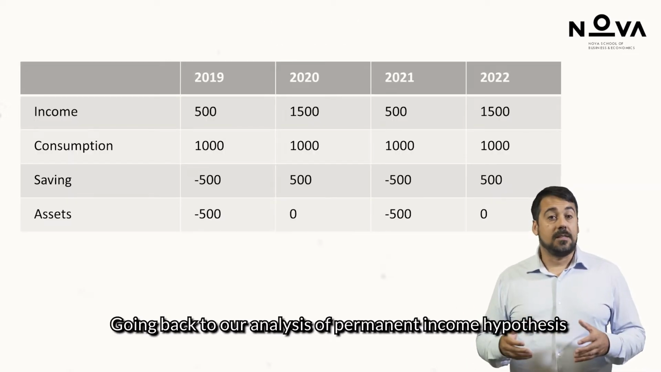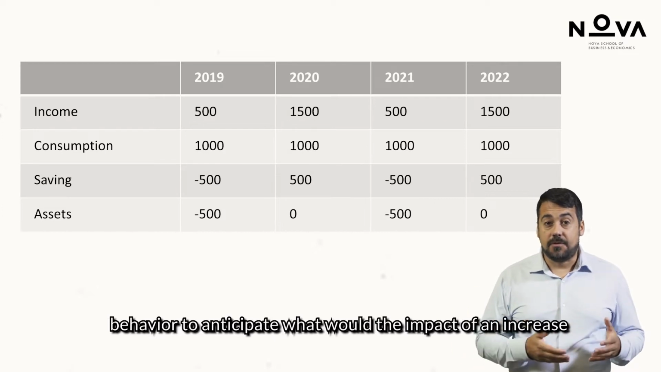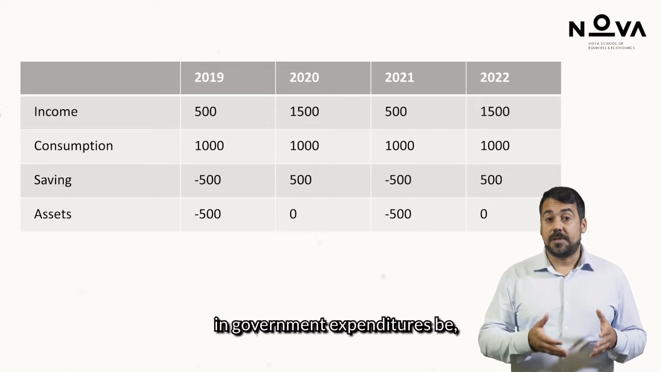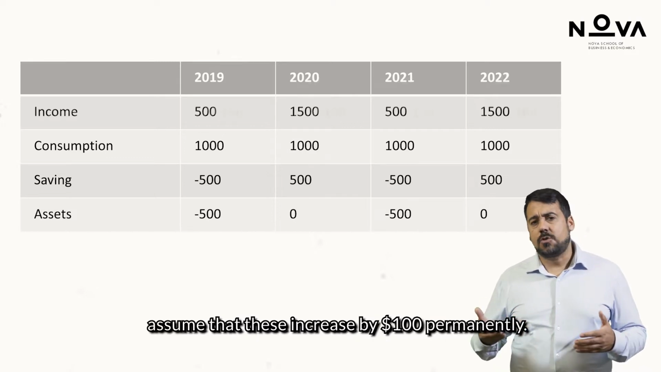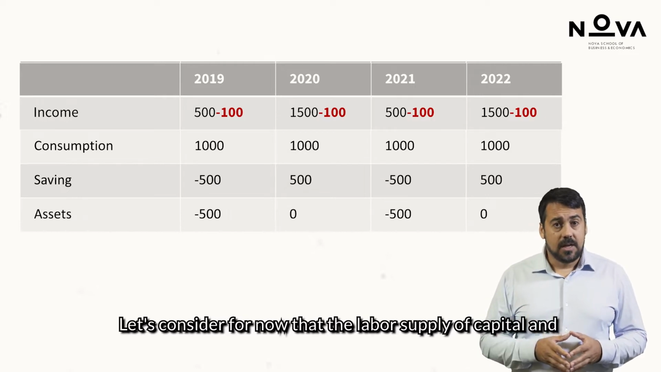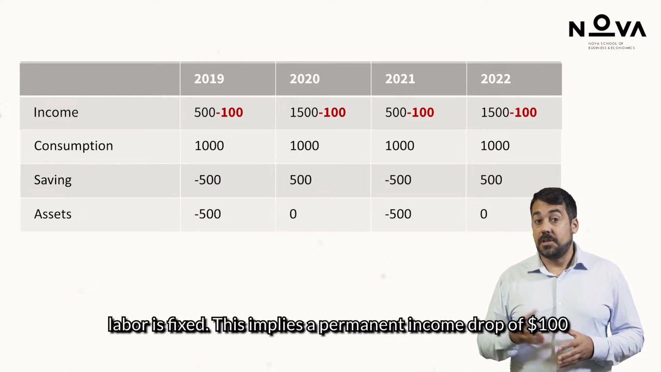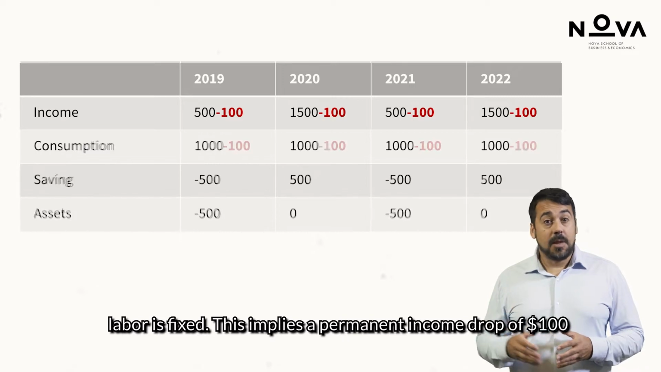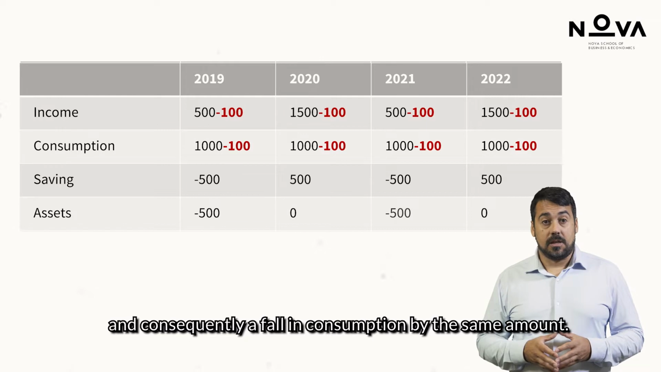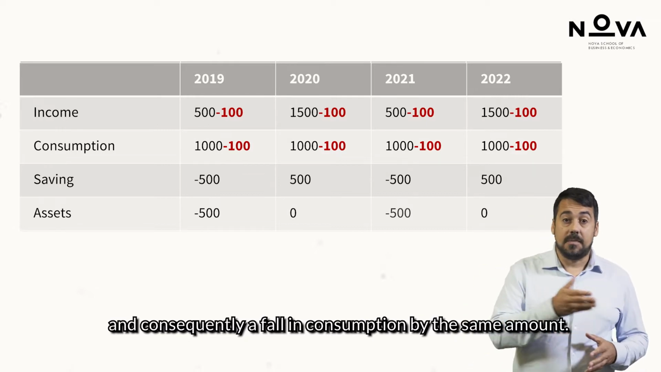Going back to our analysis of permanent income hypothesis behavior to anticipate what the impacts of an increase in government expenditures would be, assume that these increase by $100 permanently. Let's consider for now that the supply of capital and labor is fixed. This implies a permanent income drop of $100, and consequently a fall in consumption by the same amount.